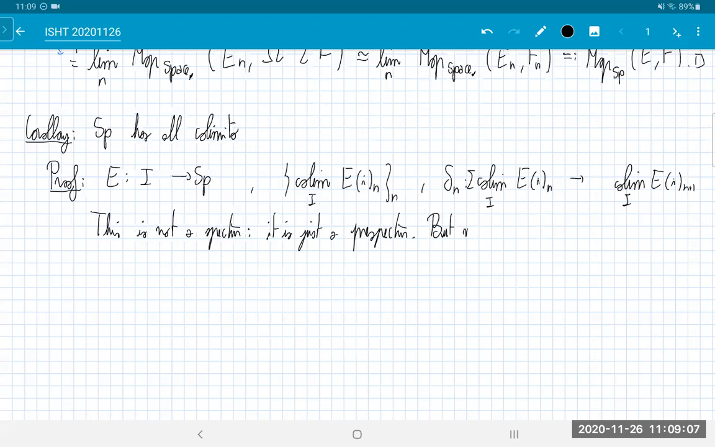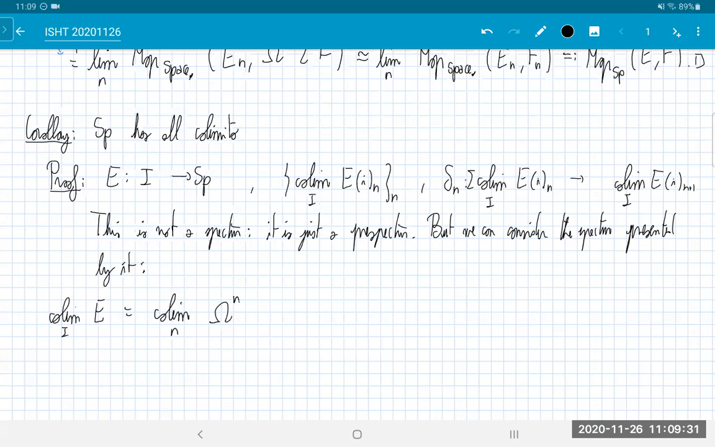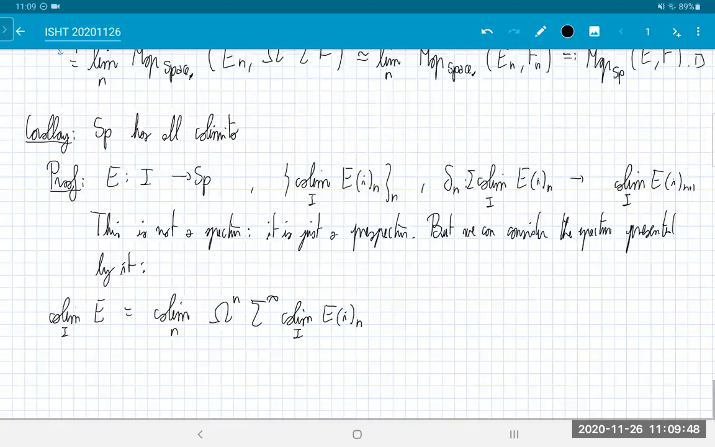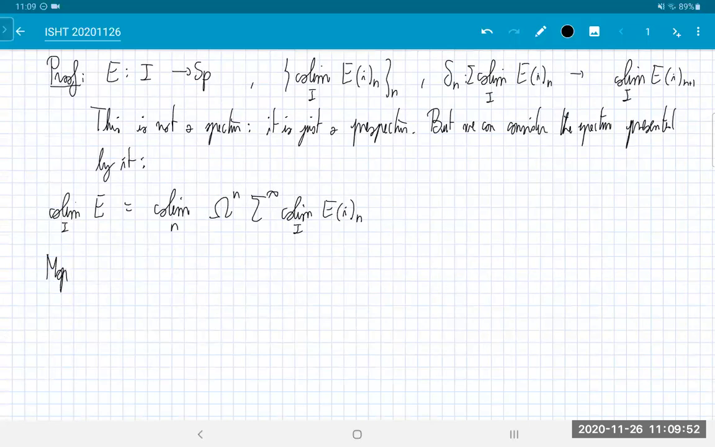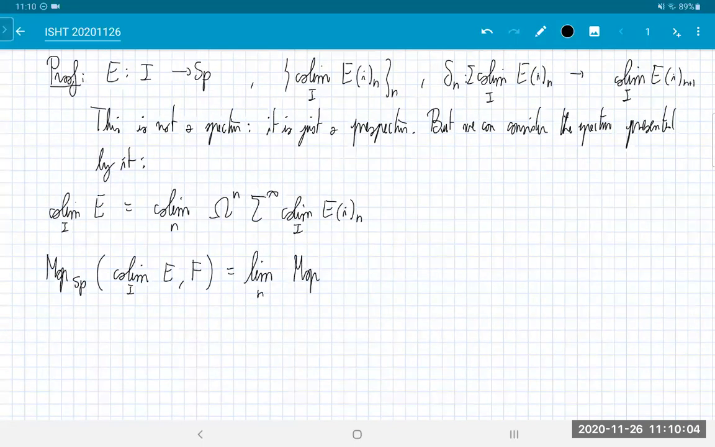But we can consider the spectrum presented by it. I'm going to call it colim_I E_I, because that's what it's going to be. It's going to be the colimit over n of omega^n sigma infinity colim_I E_{I,n}. And now you just need to show that it does indeed satisfy the universal property of the colimit. And that's again going a little bit faster than before because it's the same proof.